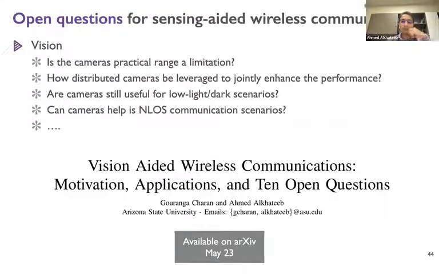Can cameras help in non-line-of-sight communication scenarios? So if we have blockages and non-line-of-sight, will it still be useful? Somehow, maybe, if we know the location of the user behind this blockage, can we use the visual data to identify which scatterer to point the beam to, to reflect in the right direction, based on the materials and the geometry and the visual scene understanding and so on, and based on the prior observation of the system in this location?